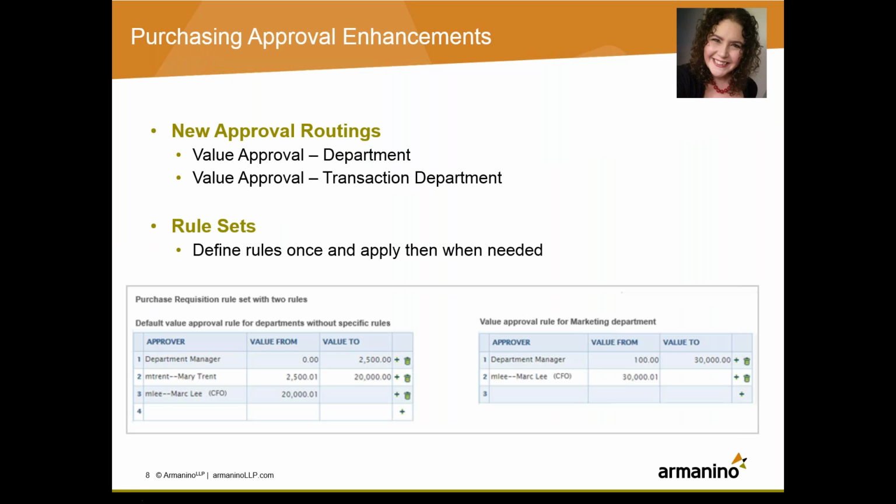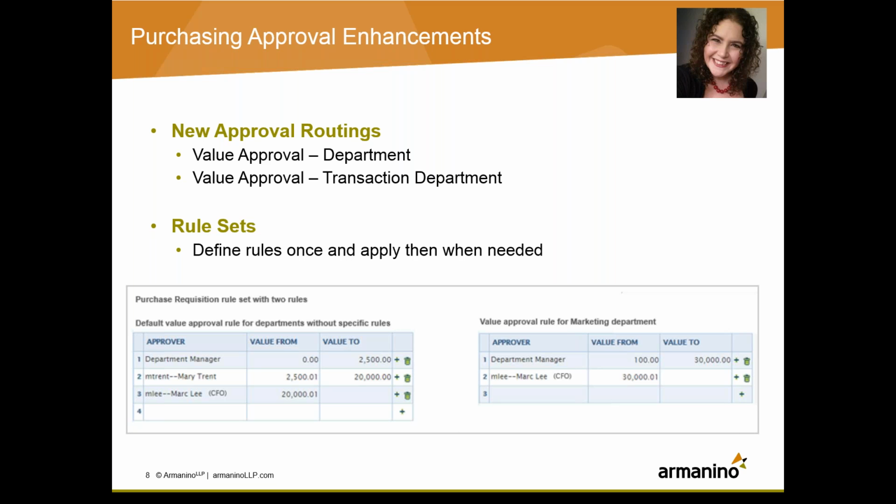Purchasing approval enhancements. So this has been a long time in coming, I think. So now you also have the option to do department level transaction approvals. So previously you could do it by location, and now you can do it by department. So you can select the specific approvers and their approval limits for each department, and approvals will go to those approvers who need to see them.